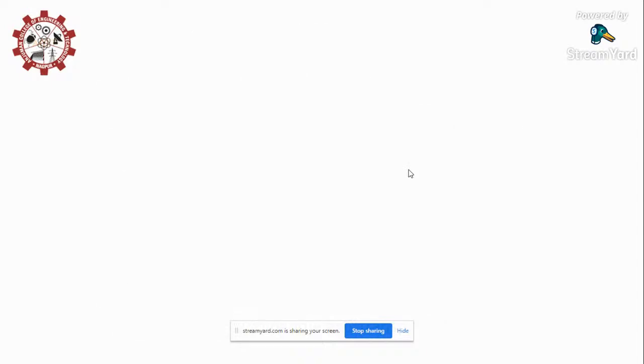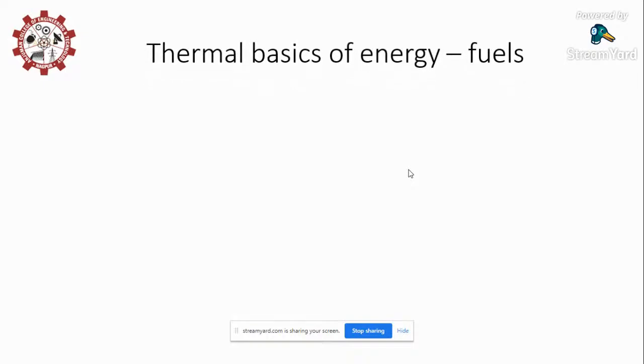Let's see what is there. The next, we need to talk about the thermal basis of energy, that is nothing but fuel. So fuel is a form of energy. Okay, so you have studied there are various forms of energy like chemical energy, electrical energy, mechanical energy, kinetic energy, potential energy, thermal energy, and so on. But when we talk about fuel, the only energy which has been associated with the term fuel is thermal energy. No doubt there is light energy also, but the major concern here is the thermal basis of energy for fuel.